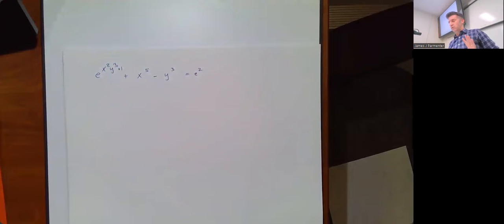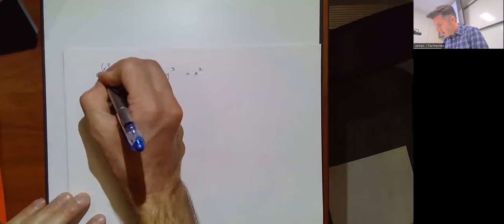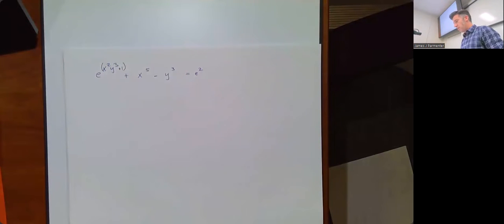It's still similar to the question. So I have e to the power of x squared times y cubed plus 1 plus x to the 5th minus y cubed. Oh, y cubed again, James. How boring. Equals e squared.